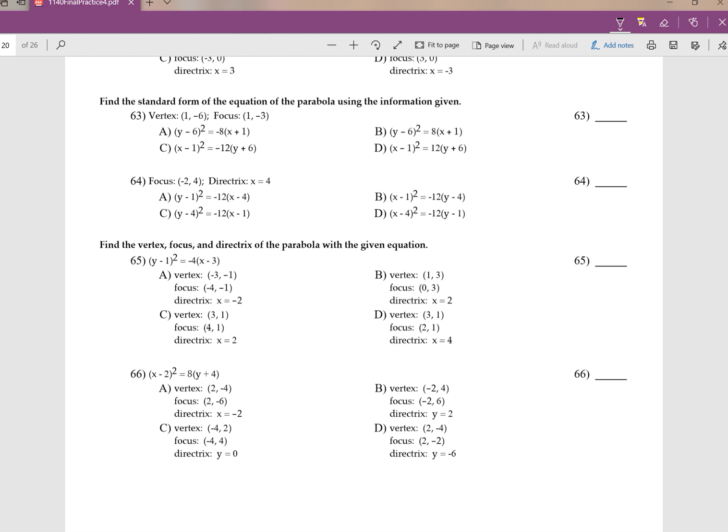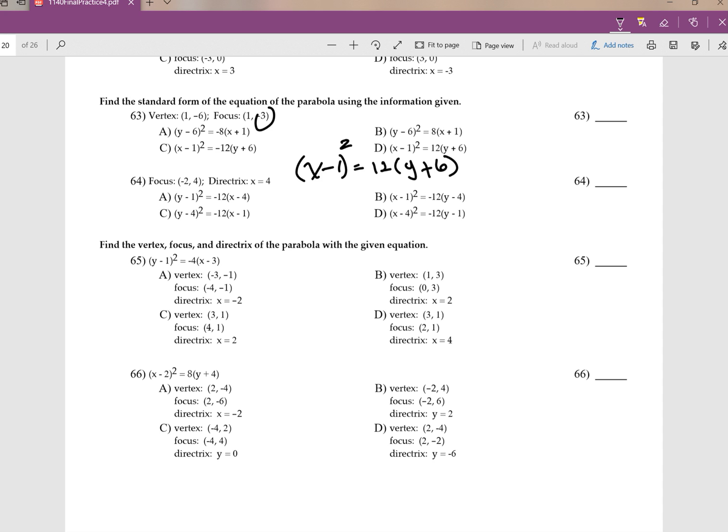Okay, so find the standard form of the equation of the parabola using the information given. And so for this one, our vertex is (1, -6). Our focus is (1, -3). Okay, so that's telling me that this has to be an (x - 1) squared, and with the -6 and the focus at (1, -3), this would equal 12 times (y + 6).